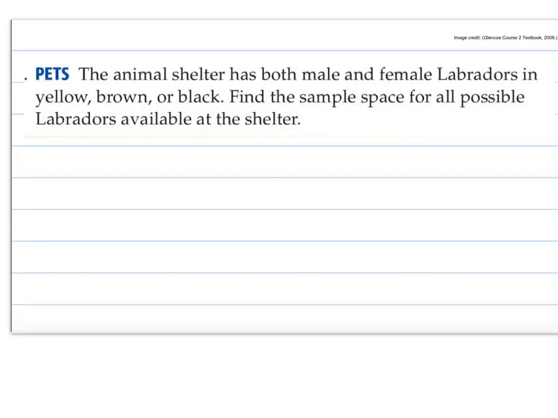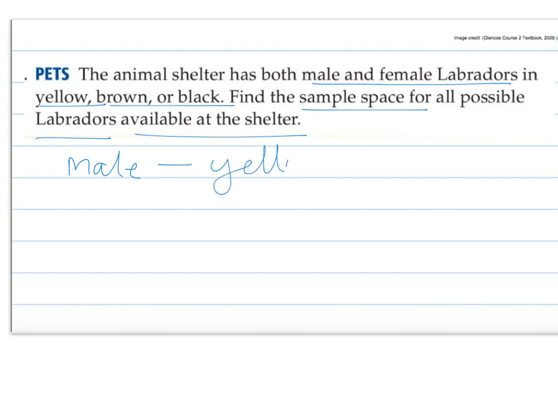If there's an animal shelter and they have both male and female Labradors, and then they are in yellow, brown, or black, we could find the sample space or the total possible outcomes of Labradors that would be available at this shelter. So what I can do is I might start with male or female. So I could have a male that is yellow, I could have a male that is brown, and a male that is black.